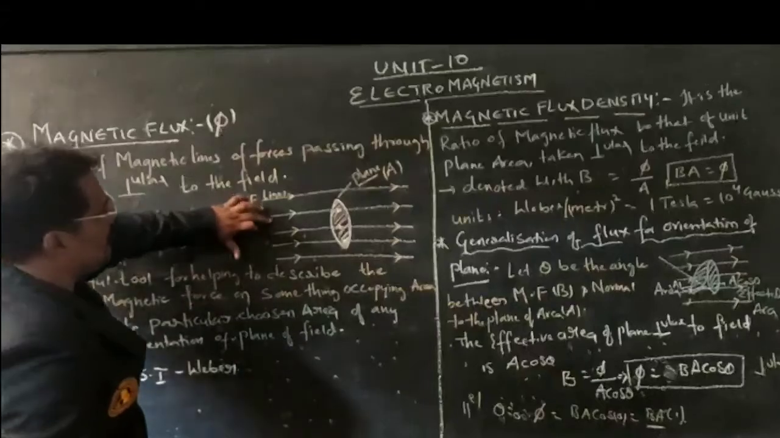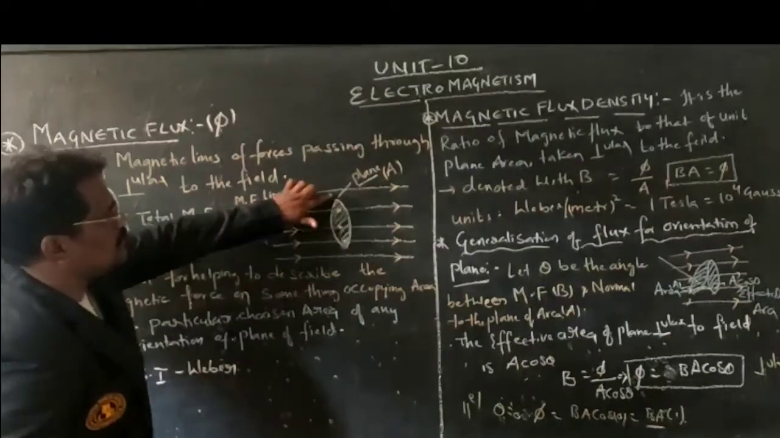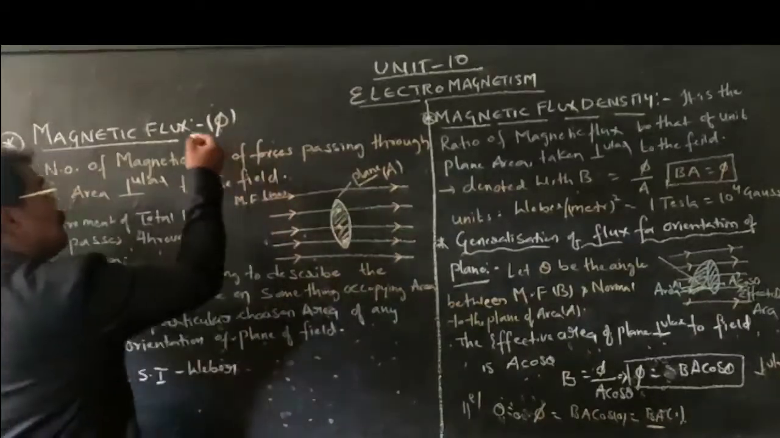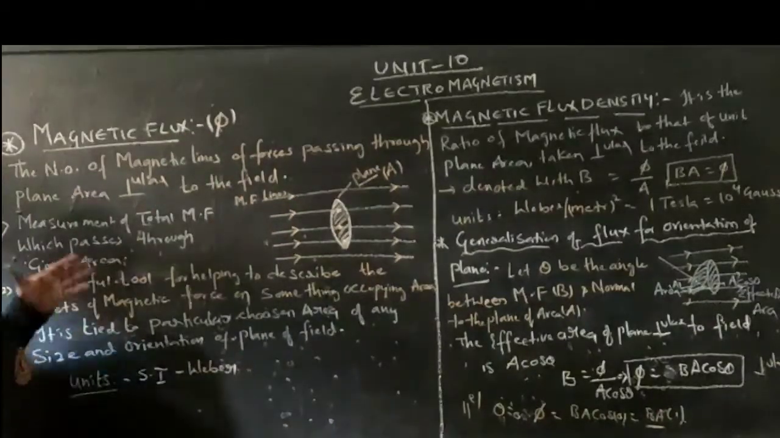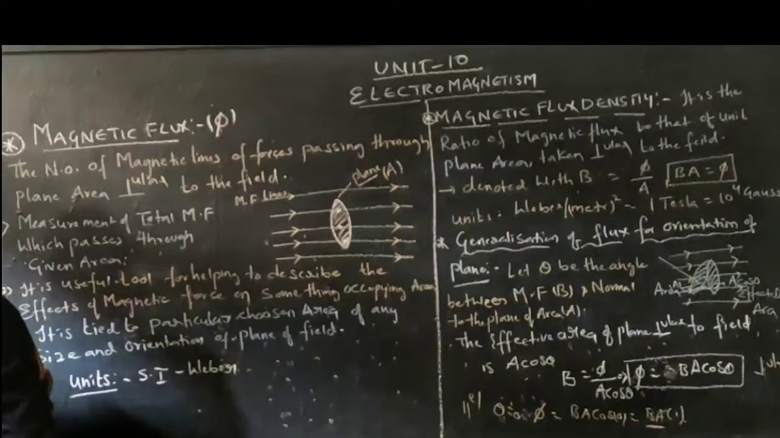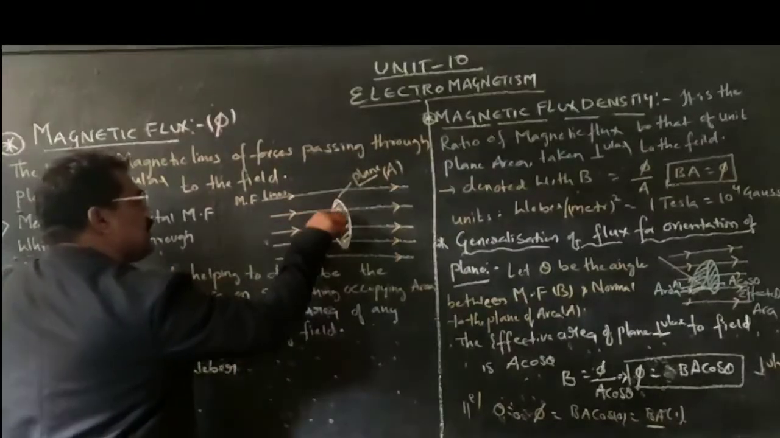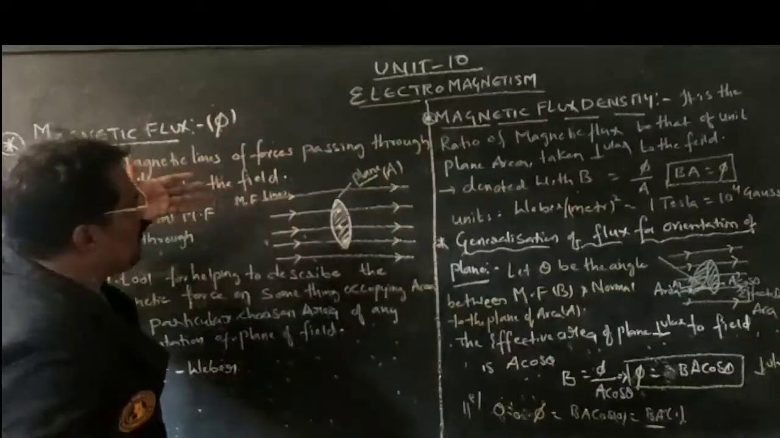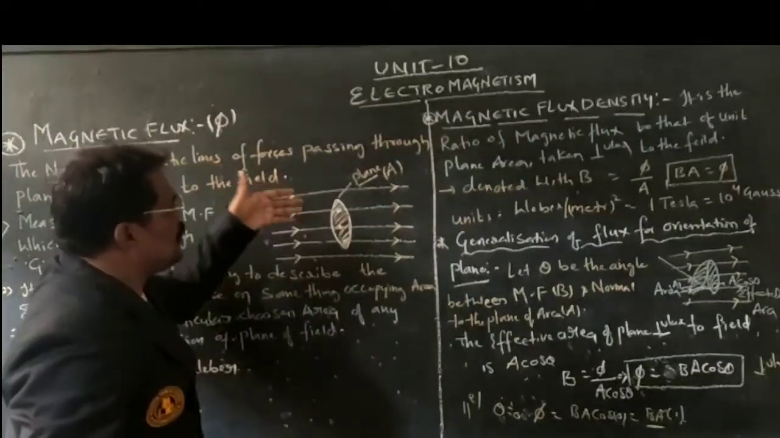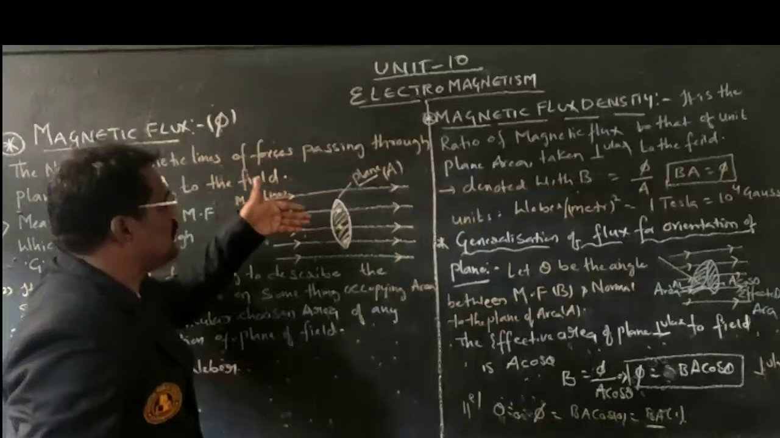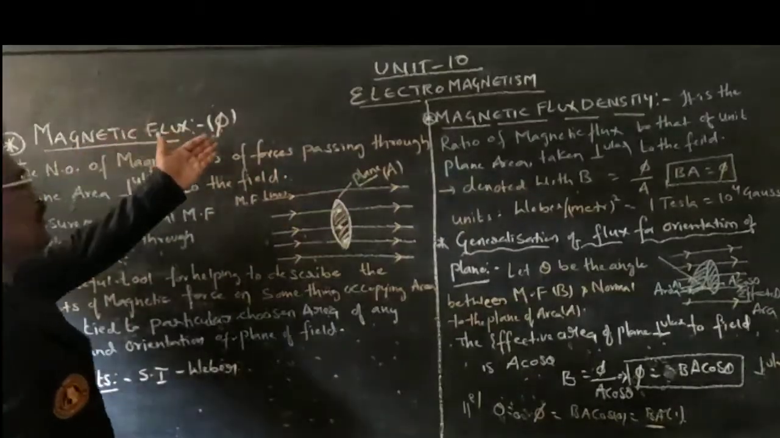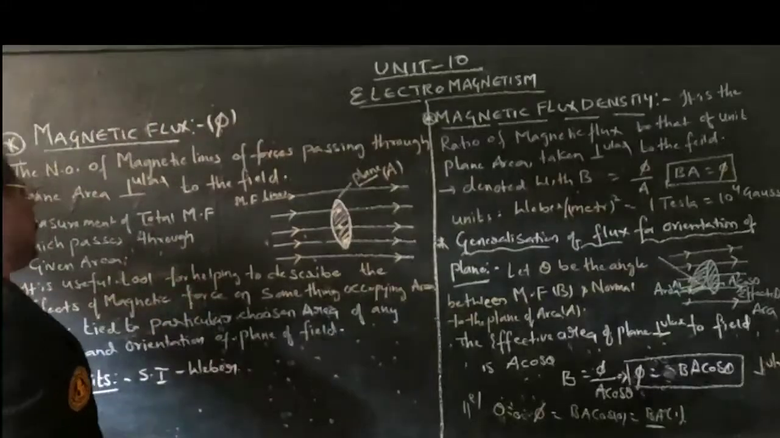This is nothing but the magnetic field lines which are passing through unit area. Therefore, this magnetic flux is useful to measure the total magnetic field which passes through this particular unit area. Of the total magnetic lines of force, how many pass through that particular unit area is called magnetic flux.